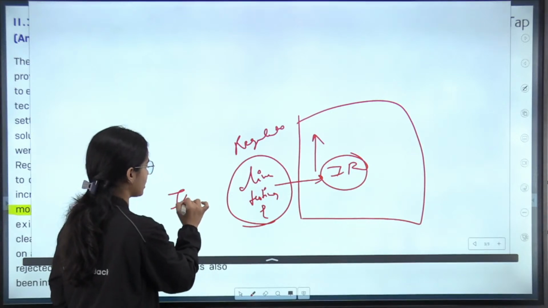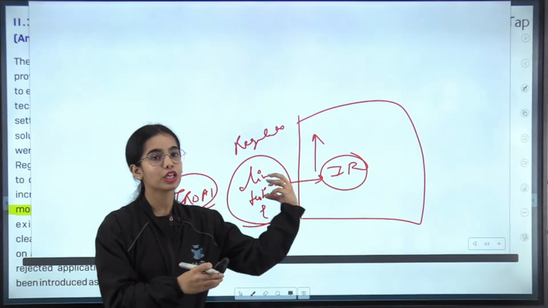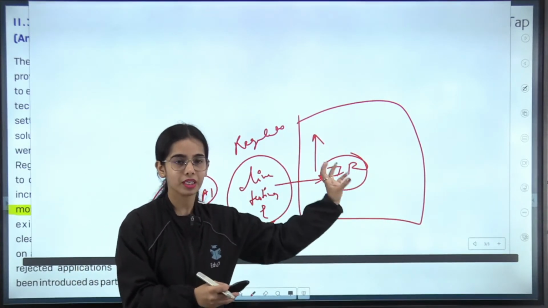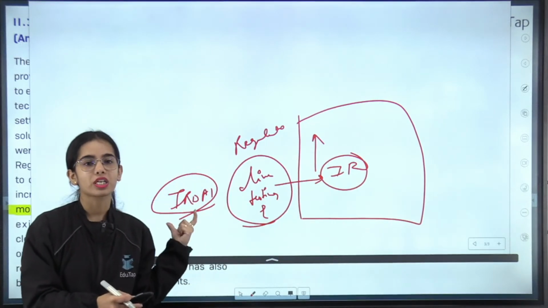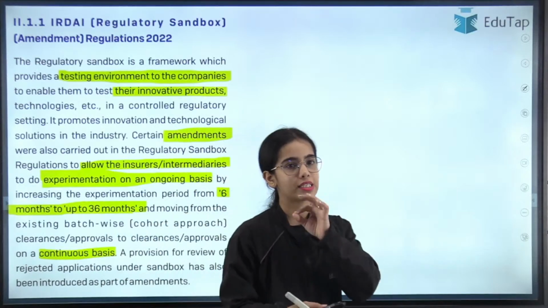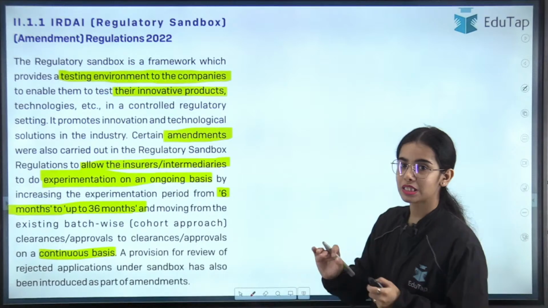IRDAI is providing the regulatory sandbox for the live testing of innovative products and innovative solutions in the regulated environment for insurance products. That innovative insurance products should be developed in this live testing environment. Now, what is the development that has happened? What are the changes that have been seen?